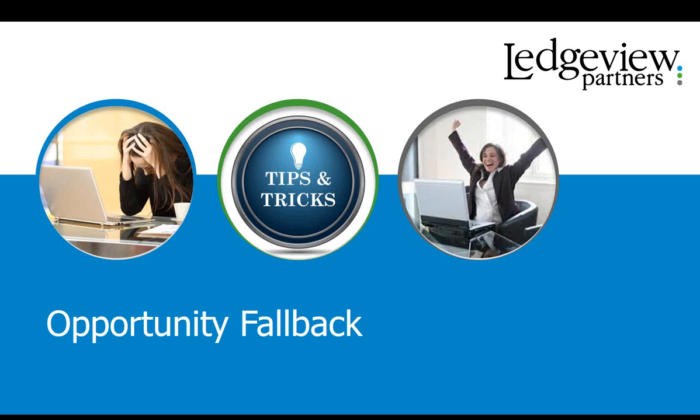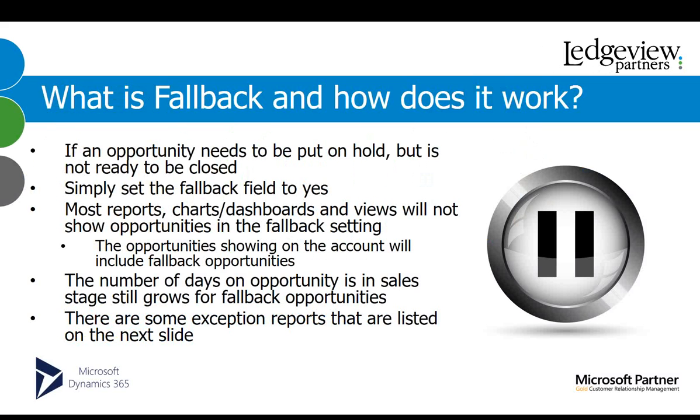Next, we're going to touch on opportunity fallback. What is fallback? Fallback is simply a holding stage. So if your opportunity is on hold, it's not moving forward, but it's not closed, it's not closed as lost, you simply set it as fallback, and I'll show you how to do that. One thing to keep in mind is most reports, charts, dashboards and views aren't going to show opportunities in the fallback setting. Now, that little subgrid on your account form, however, is going to show it, and it does have a little notation that says includes fallback.